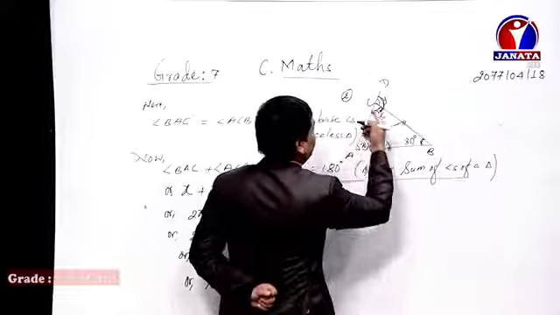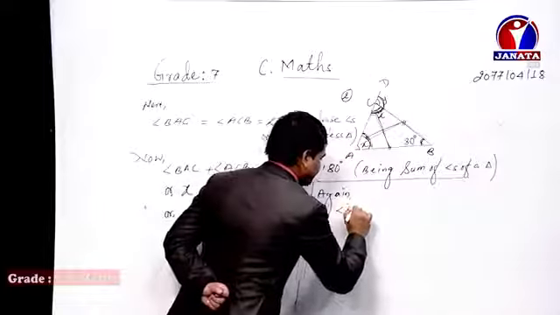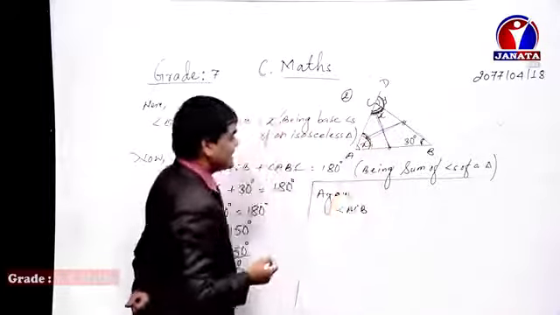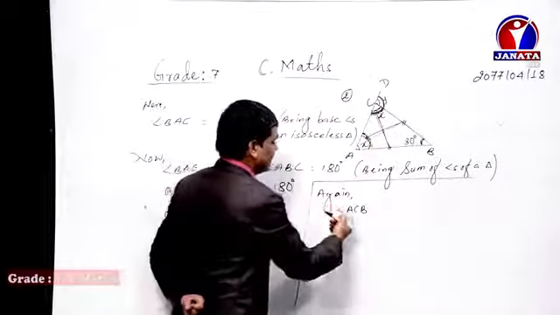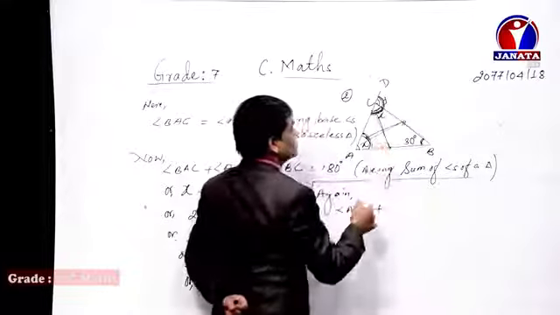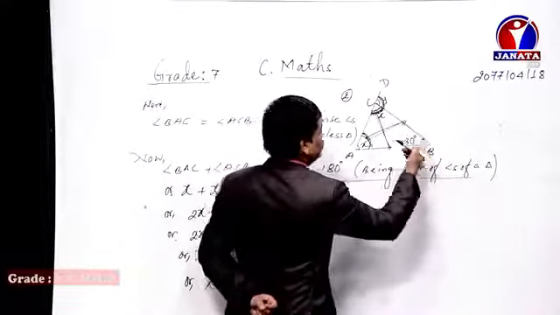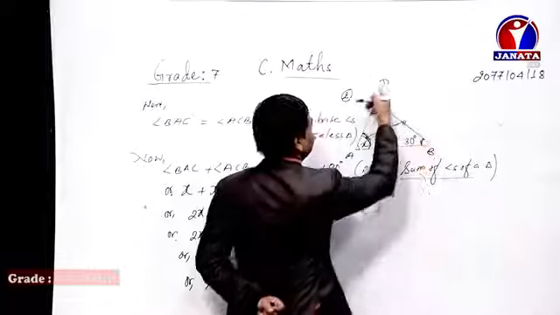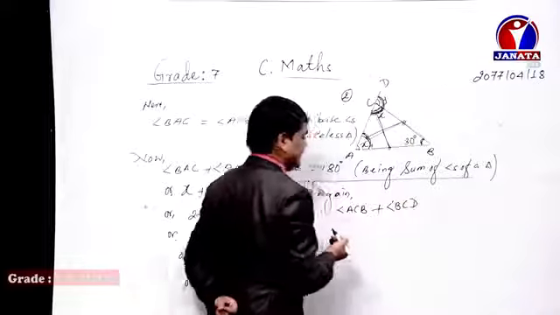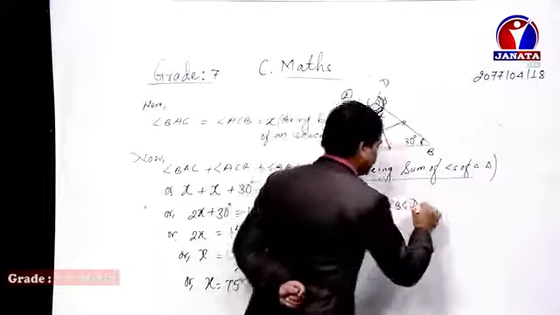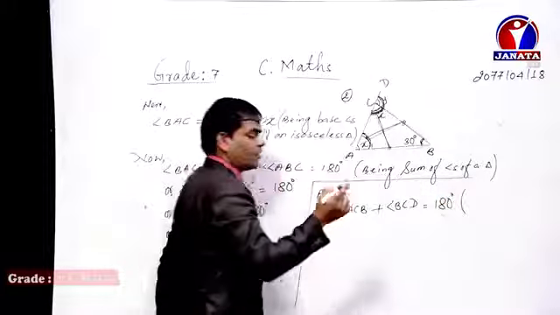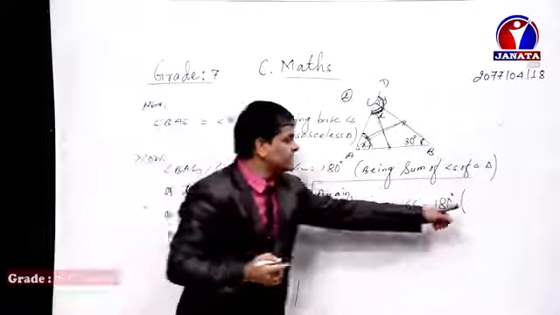What is the name of this one? X. Angle ACB, isn't it? To indicate this angle, we need to write angle ACB. Plus, what about this other angle? If we write y in the triple letter form, then it is BCD. Angle BCD, because C should be kept in the middle in order to denote the angle C. Equals 180 degree.